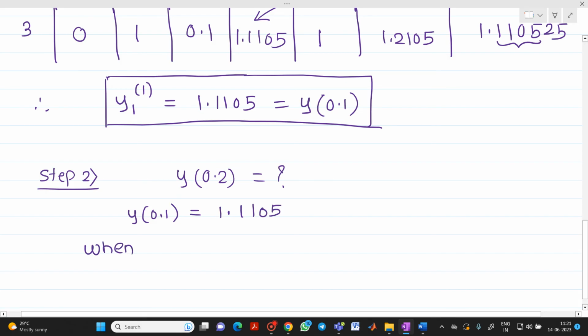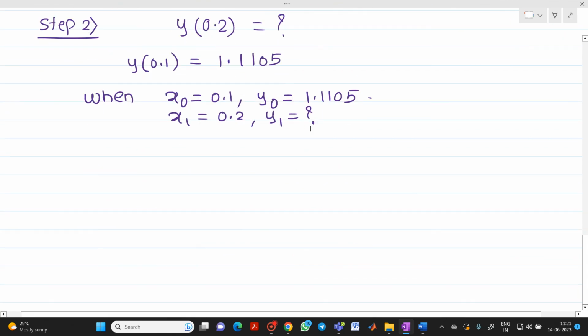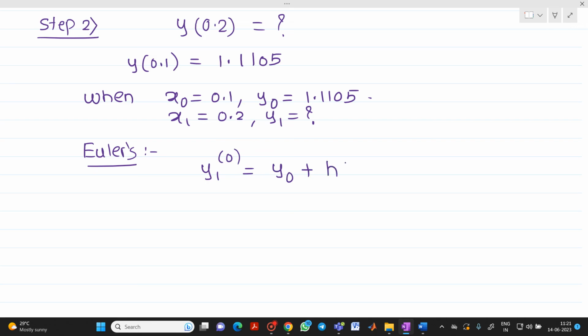So the meaning is nothing but what? When x0 will be equal to 0.1, y0 will be equal to 1.1105. So when x1 equals 0.2, what is the answer of y1? That we have to determine. So again we are going to use Euler's formula. So what is Euler's formula? y1 of 0 will be equal to y0 plus h into f of x0 comma y0. So what is the value of y0 here?